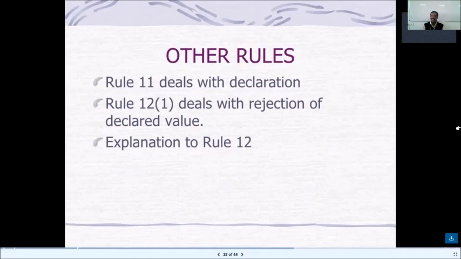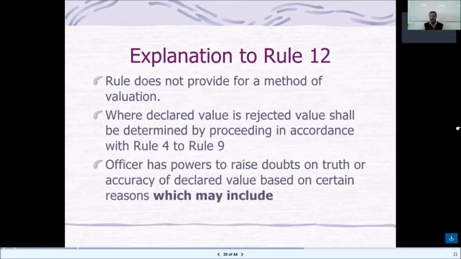Valuation rule 11 deals with declaration. Rule 12.1 deals with rejection of a declared value, and the explanation to rule 12. The rule does not provide for a method of valuation under rule 12 where the declared value is rejected. Value shall be determined by proceeding in accordance with rule 4 to rule 9.